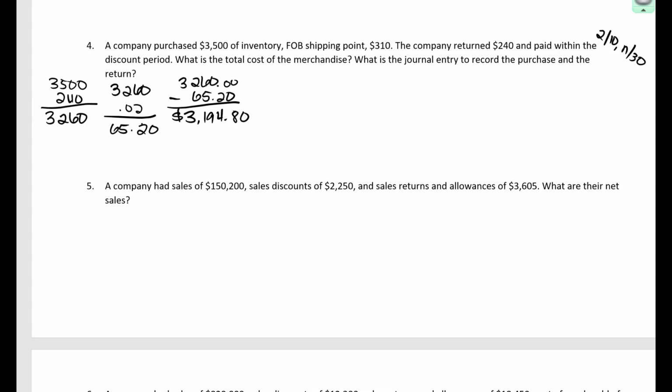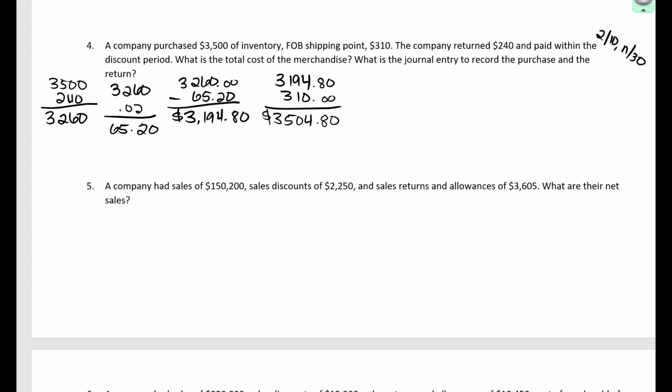One thing you don't want to forget though is about the shipping. The shipping, you don't take any discount off of the shipping, because the shipping is how much you have to pay to ship it. So we're going to take the $3,194.80 and add the $310. They actually owe $3,504.80.